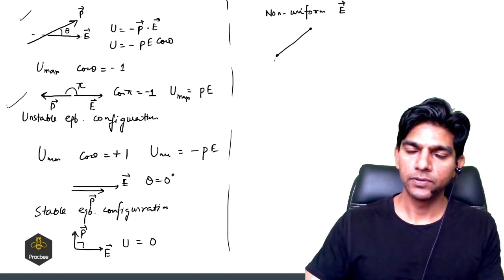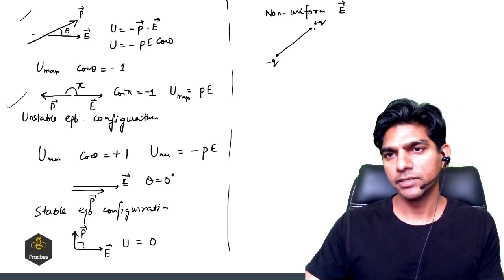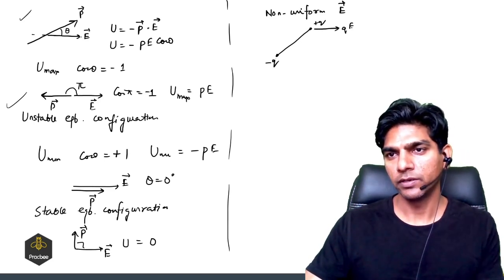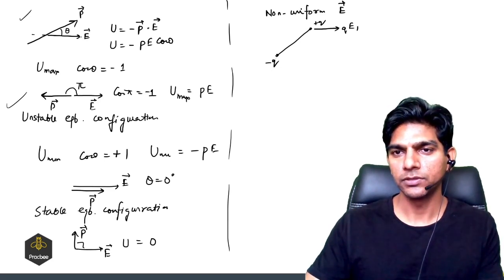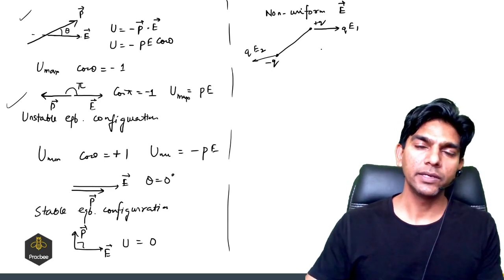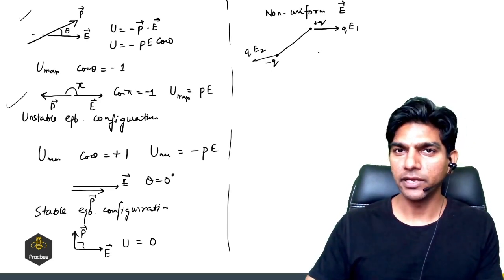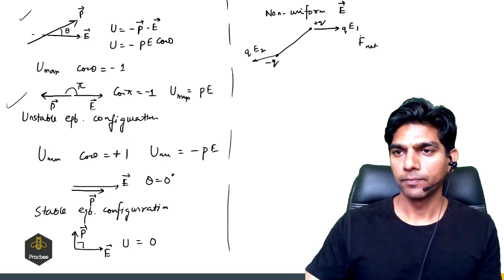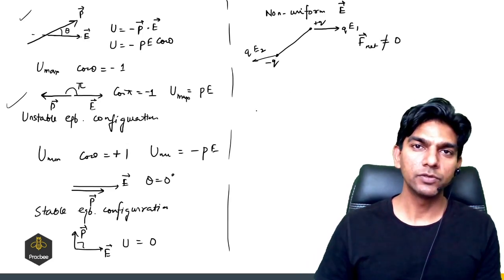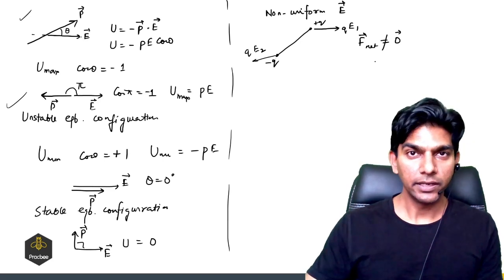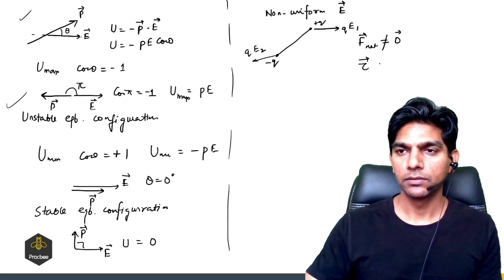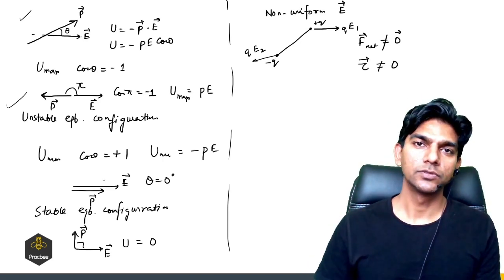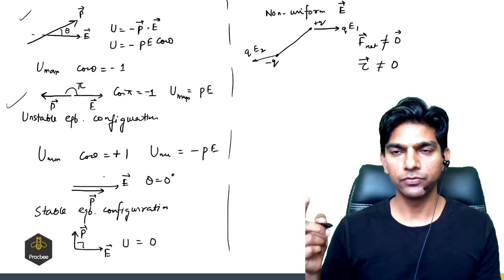let us say this is minus q and this is plus q. In that case, let us say there is a force qE1 in this direction, and some force qE2 in this direction. In this case, there will be some net force acting on the dipole because the electric field is non-uniform. So F net will not be equal to a null vector, and there will be a torque, right? And torque will be again non-zero. So in this case, torque will be non-zero and the force is also non-zero.